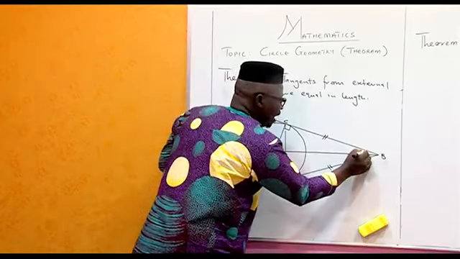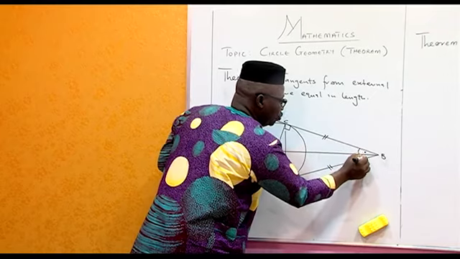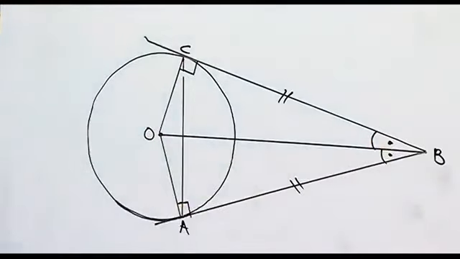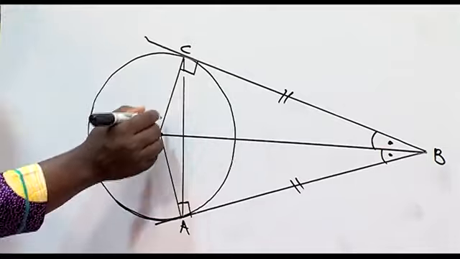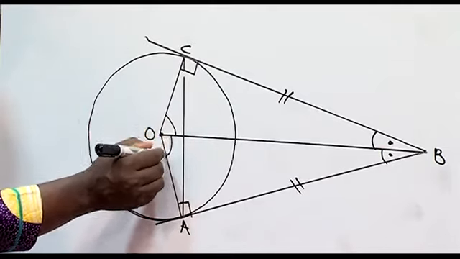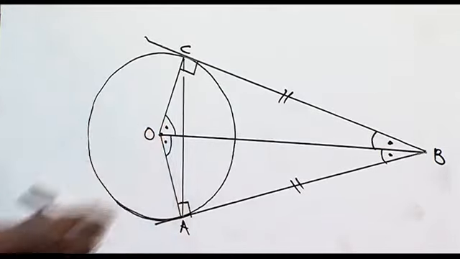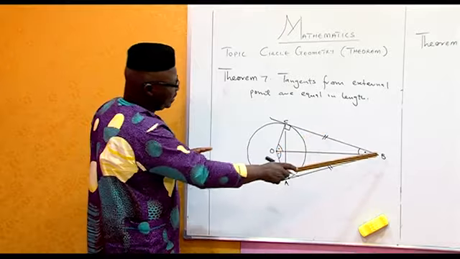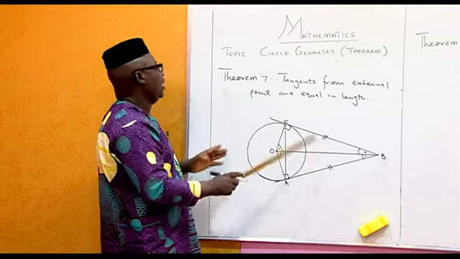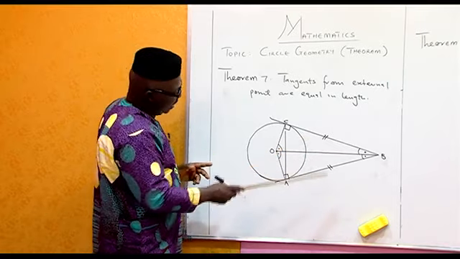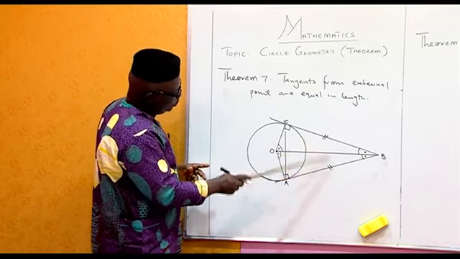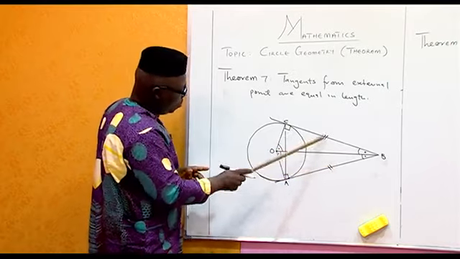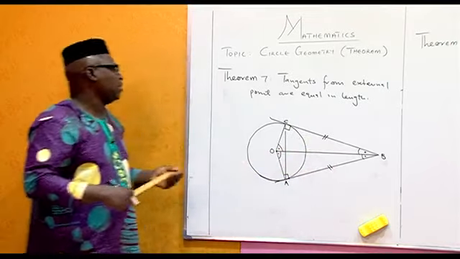Likewise, this angle here is going to have the same value as this particular angle here. The same thing is applicable here. The angle here will also be the same as the angle here. But we focus on the fact that tangents from an external point are equal in length. This symbol shows that these lengths are equal. That is why we have the same symbol there.